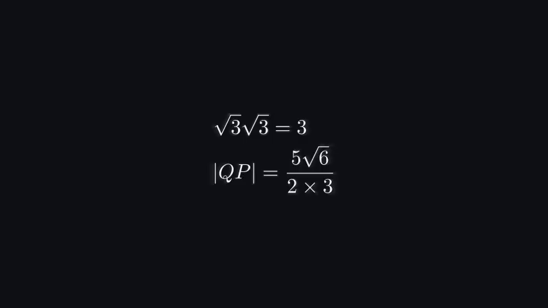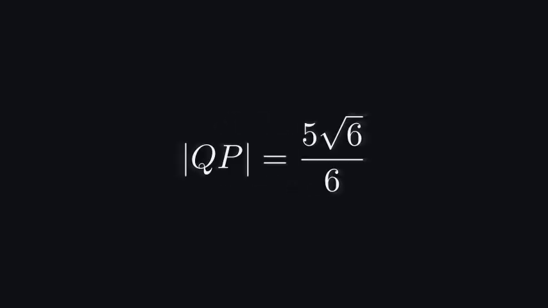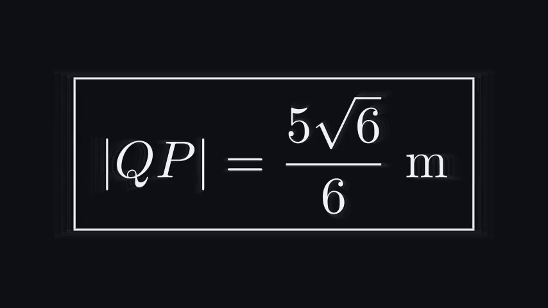Length of QP equals 5 root 6 over 2 times 3. Now multiply the surds in the numerator and denominator. In the numerator, root 2 times root 3 equals root 6. In the denominator, root 3 times root 3 equals 3. So the denominator becomes 2 times 3 equals 6, and the final result is 5 root 6 over 6. Therefore, the distance QP is 5 root 6 over 6 meters.